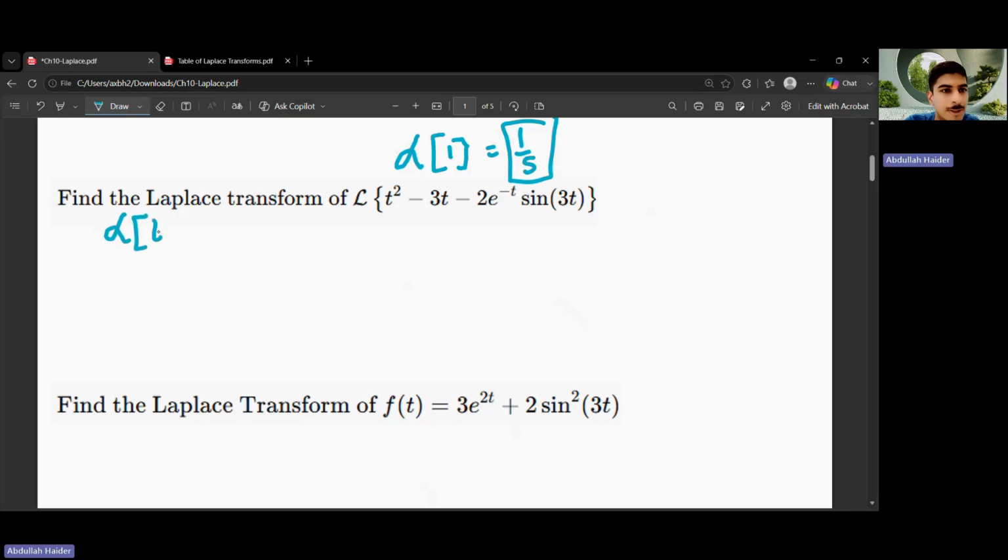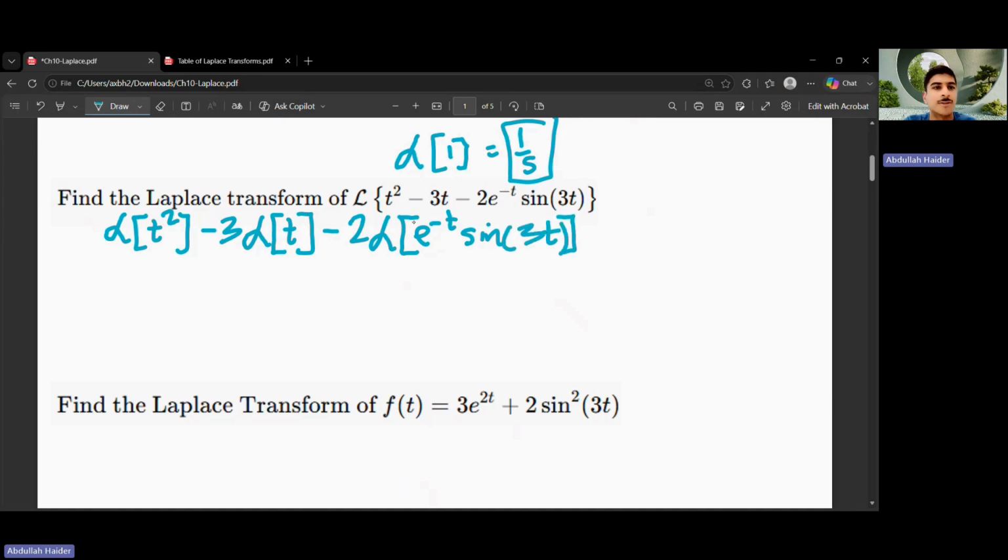Laplace of t squared minus, now you can take out the constants, minus 3 Laplace of t minus, you can take out the constant again, 2 Laplace of e power minus t sine 3t. And now simply you can use the table, it will be provided. So Laplace of t squared.